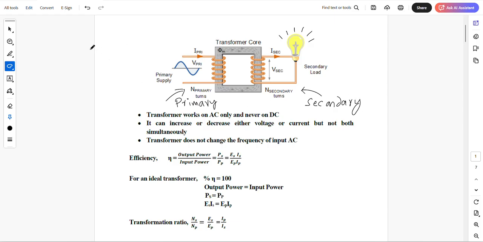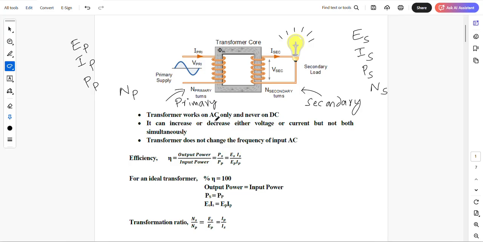Here we'll be having the parameters EP, primary voltage, primary current and primary power. NP is the number of turns in the primary winding. P refers to the primary and S refers to the secondary. ES is the secondary voltage, secondary current, secondary power and the number of turns in the secondary winding NS. Hope you understood this.